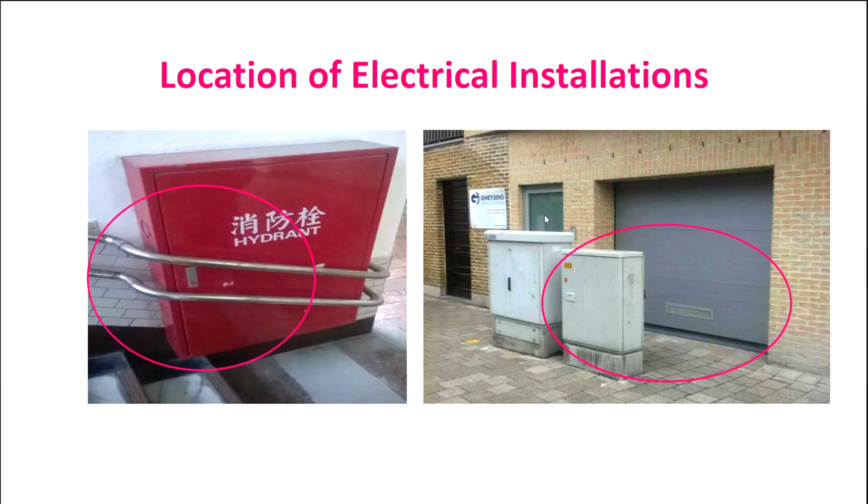Likewise, on the right side you can see these electrical installations, these boxes, are in front of a small garage. This is again a part of misplanning, where civil persons are planning in one way and electrical persons are planning in some other way. We'll see in further slides how plans are required to be approved in case you want to execute a particular small work.